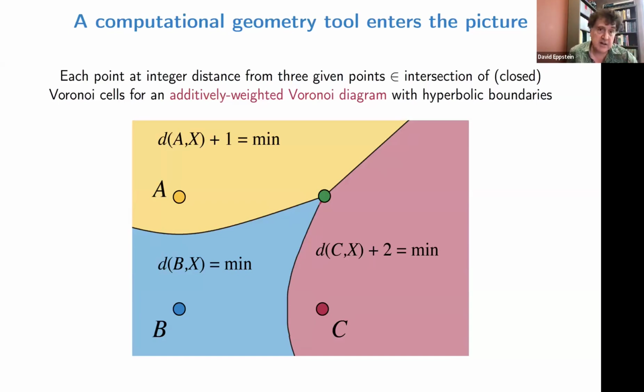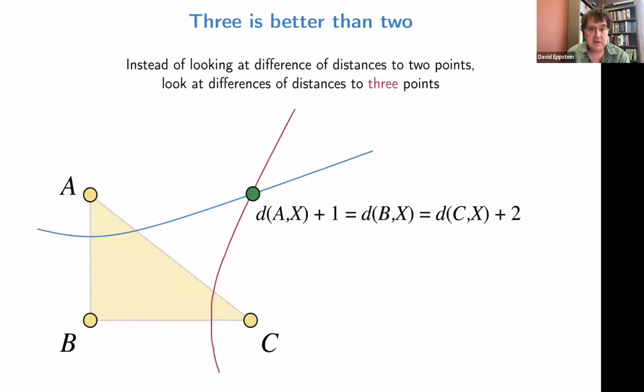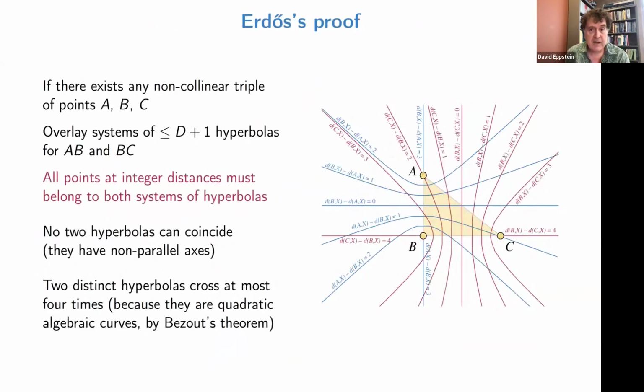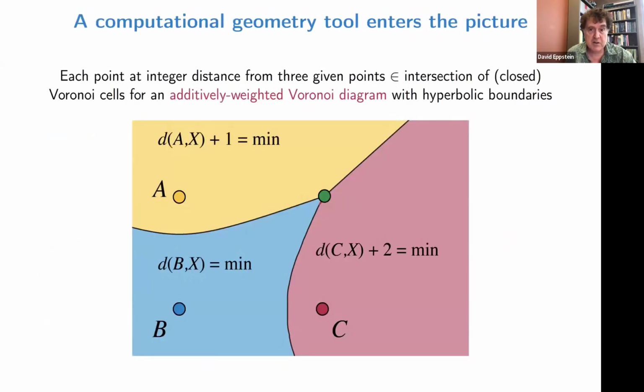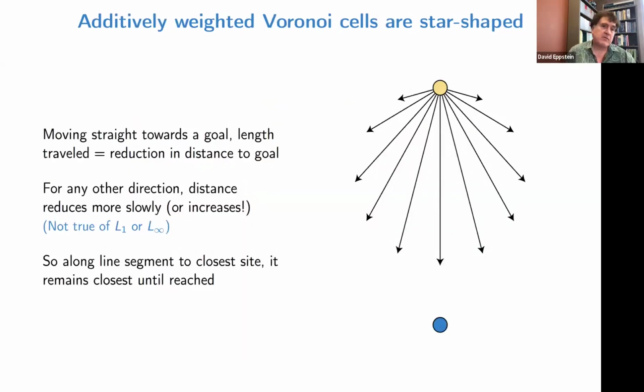And so we need to understand what is the structure of additively weighted Voronoi diagrams. I've written hyperbolic boundaries, by the way. These hyperbolas that bisect pairs of cells in the additively weighted Voronoi diagram for Euclidean distance are exactly the same hyperbolas that I had in Erdős's proof. In fact, I drew this figure reusing some of those same hyperbolas. So what properties do additively weighted Voronoi cells have?